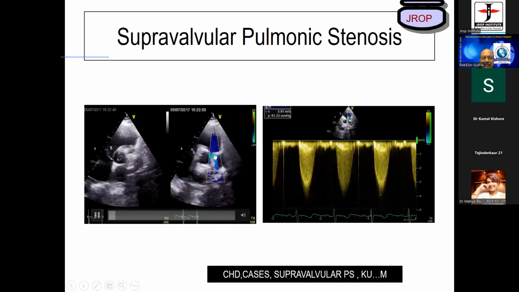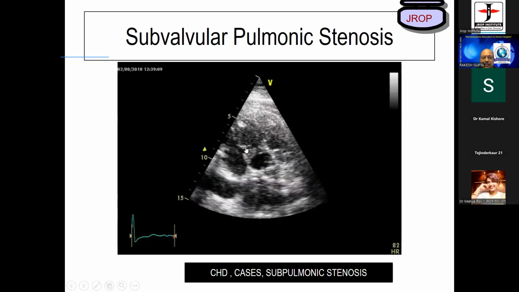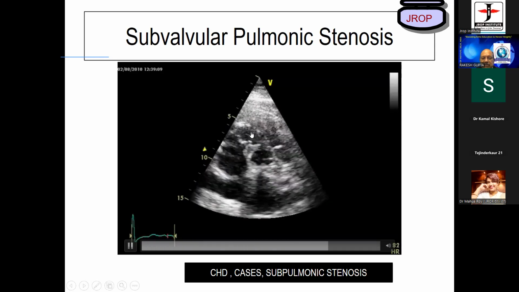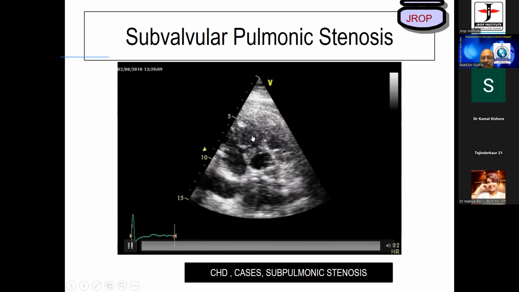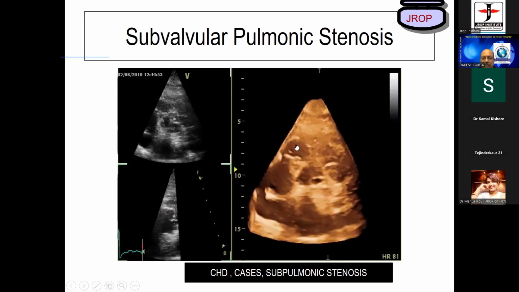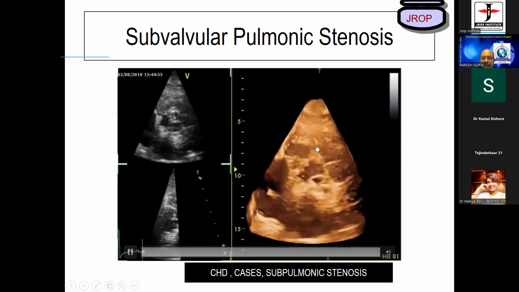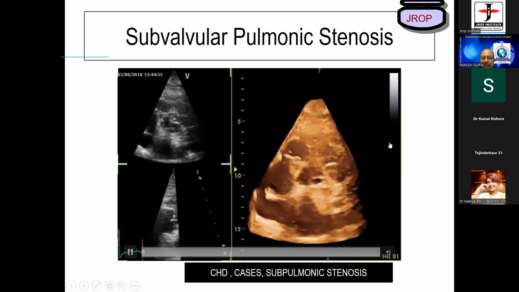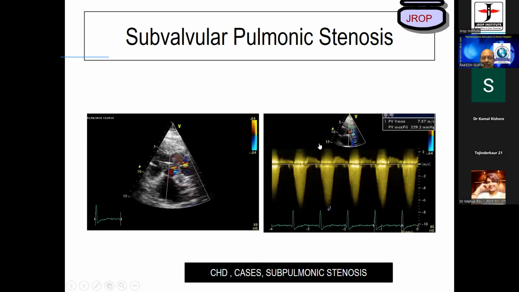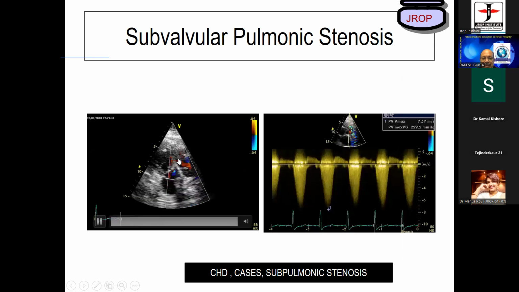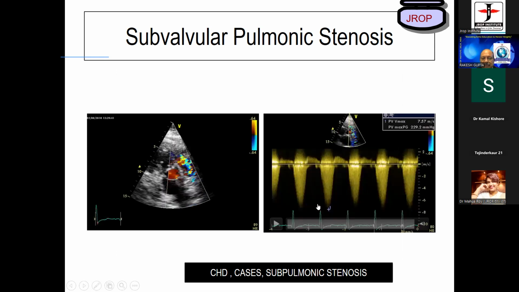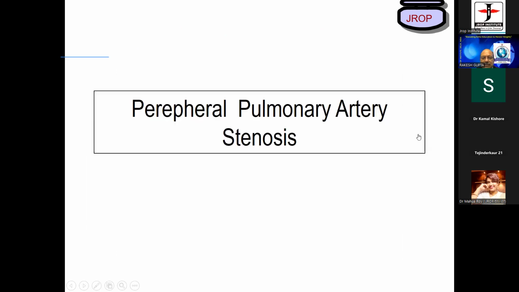Now the gradient is at this level. We need resection of this membrane. Then this is subvalvular pulmonic stenosis. Here's a valve. There's a muscular band which is dividing the RVOT, producing a turbulence. Now you can see a muscular band over here. And you see a gradient at this point. So there's a gradient of almost 220 millimeters of mercury.